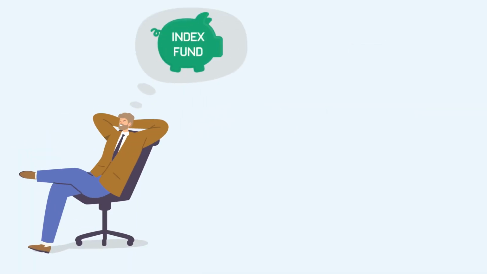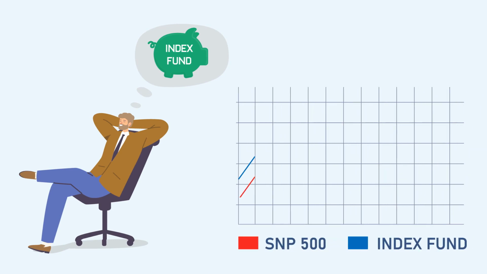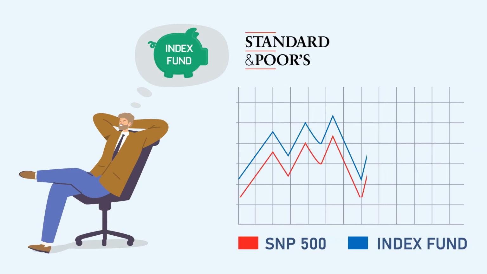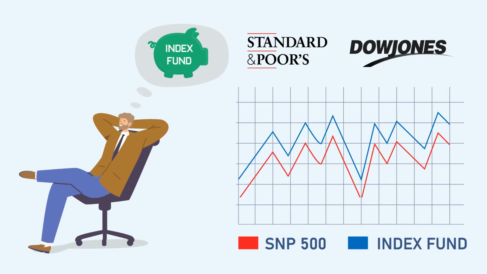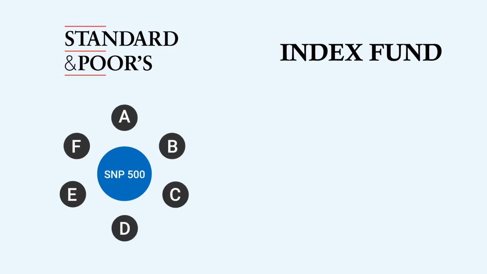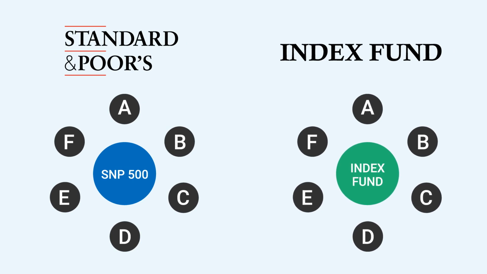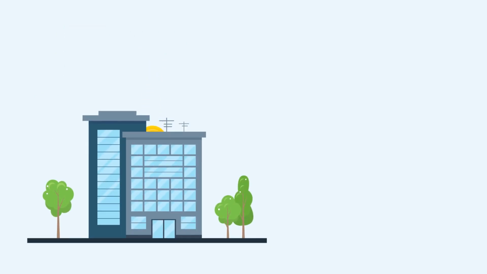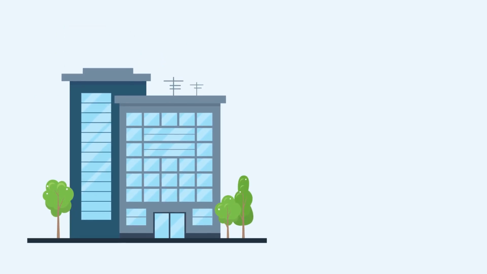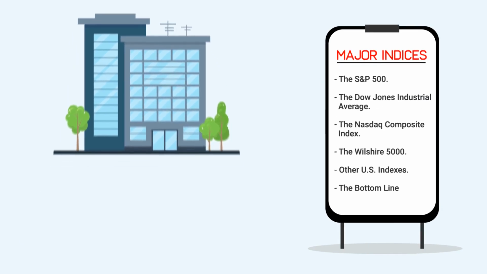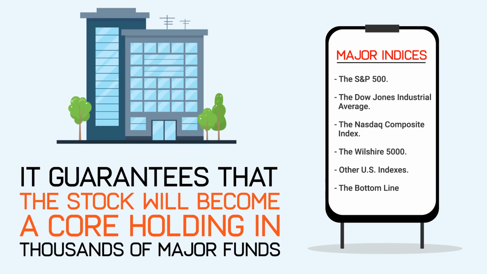The prime example of a passive approach is to buy an index fund that follows one of the major indices like the S&P 500 or Dow Jones Industrial Average, DJIA. Whenever these indices switch up their constituents, the index funds that follow them automatically switch up their holdings by selling the stock that's leaving and buying the stock that's becoming part of the index. This is why it's such a big deal when a company becomes big enough to be included in one of the major indices. It guarantees that the stock will become a core holding in thousands of major funds.